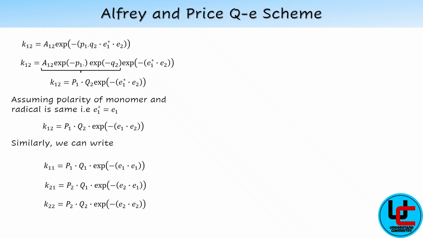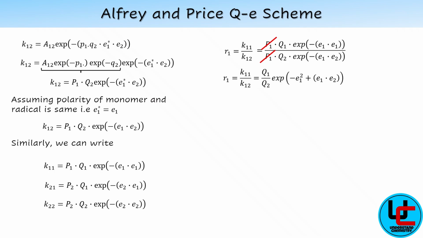Now we can write all four rate constants in the same compact form. We can define the reactivity ratio. The radical term P cancels out. For R1 we get Q1 over Q2 times an exponential containing E1 and E2. After simplifying, we arrive at the famous QE equations.